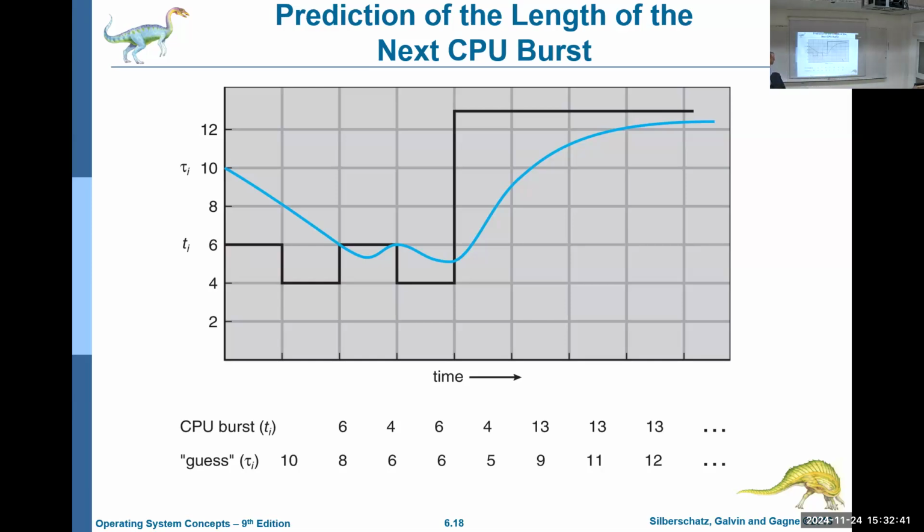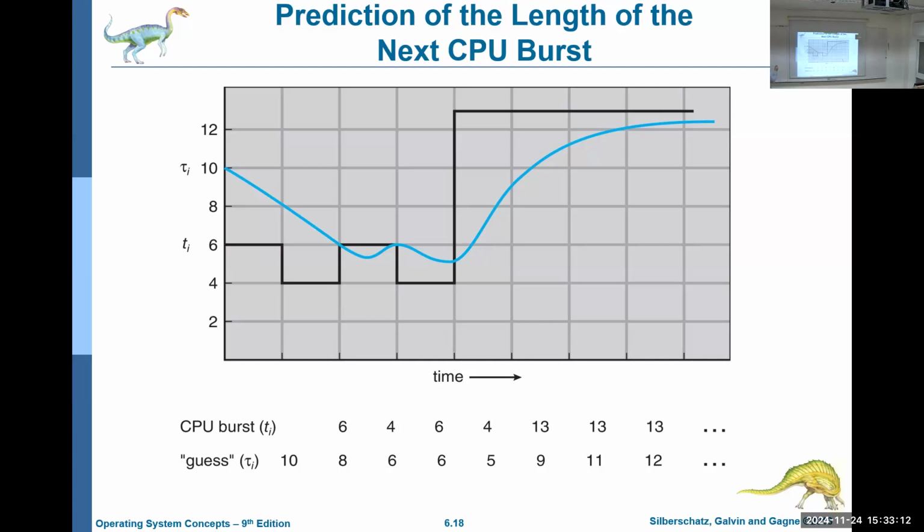Now here's an example where we see the guess. Notice that there's a 10 in the guess row. It says tau of i. Where did you get 10? Oh, here it is. So the original tau is 10.